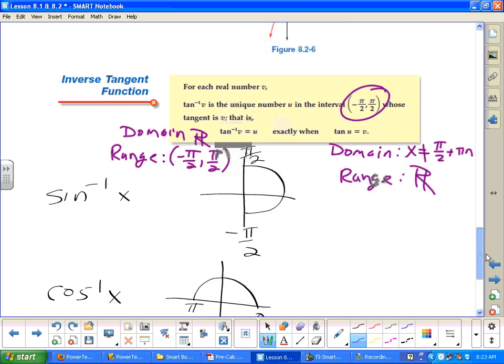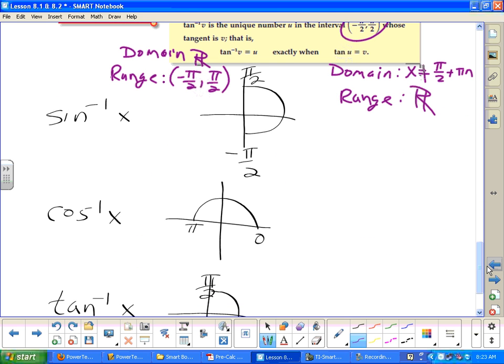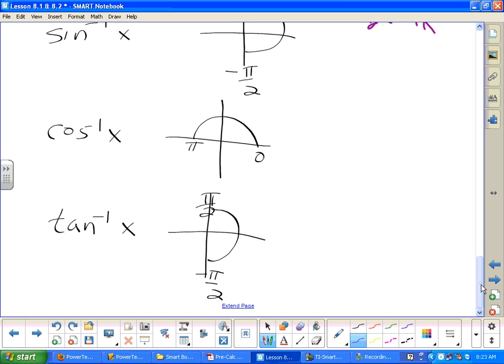Okay, all right. So for our inverse sine, we're looking at the right-hand side of our unit circle from negative pi over 2 to pi over 2. Cosine, we're looking at the top from 0 to pi. And tangent, we're looking at the right side from negative pi over 2 to pi over 2 also.